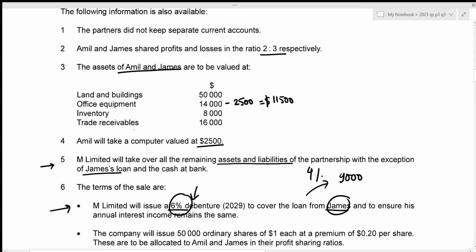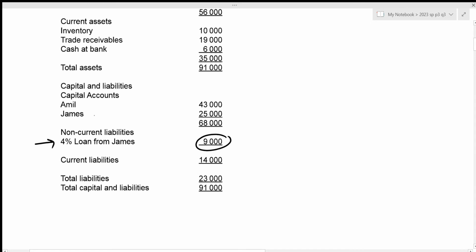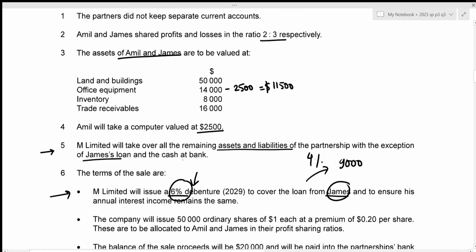Then M Limited will take over the remaining assets and liabilities of the partnership. So the remaining assets will be inventory at 8,000, trade receivables at 16,000, and they're also going to take over the liabilities. So let's have a look above. We have the current liabilities right here amounting to 14,000. So they're also going to take over this liability, and an increment in the liability should be recorded on the credit side. So we're going to record this amount of 14,000 on the credit side in our journal.